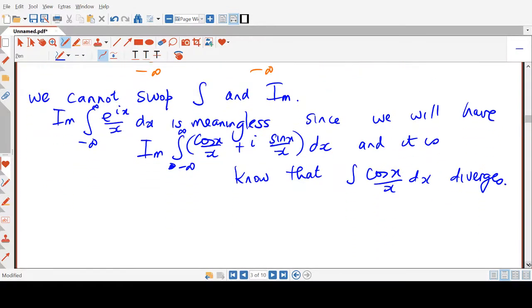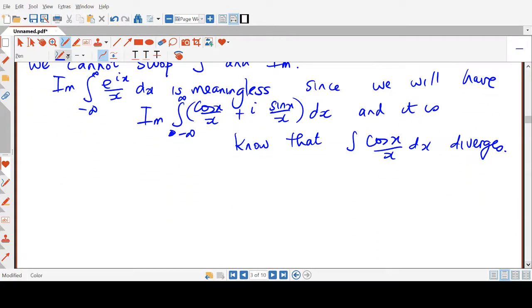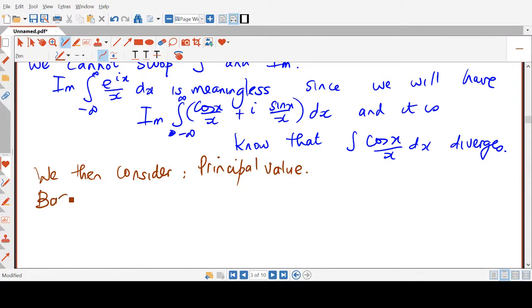So therefore, again, this is a bit of faith here. Maybe I'm like a faith healer now, just telling the story instead of proving it, because we don't have time to prove. But we then consider what we call the principal value of the integral. Under some circumstances, we can do the swap. If we know the function is convergent, we can do it. And the basic result is this.